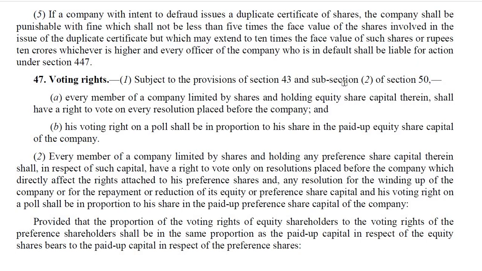If a company with intent to defraud issues a duplicate certificate of shares, the company shall be punishable with fine, which shall not be less than 5 times the face value of the shares involved in the issue of duplicate shares, but which may extend to 10 times the face value of such shares, or rupees 10 crores, whichever is higher, and every officer of the company who is in default shall be liable under section 447.